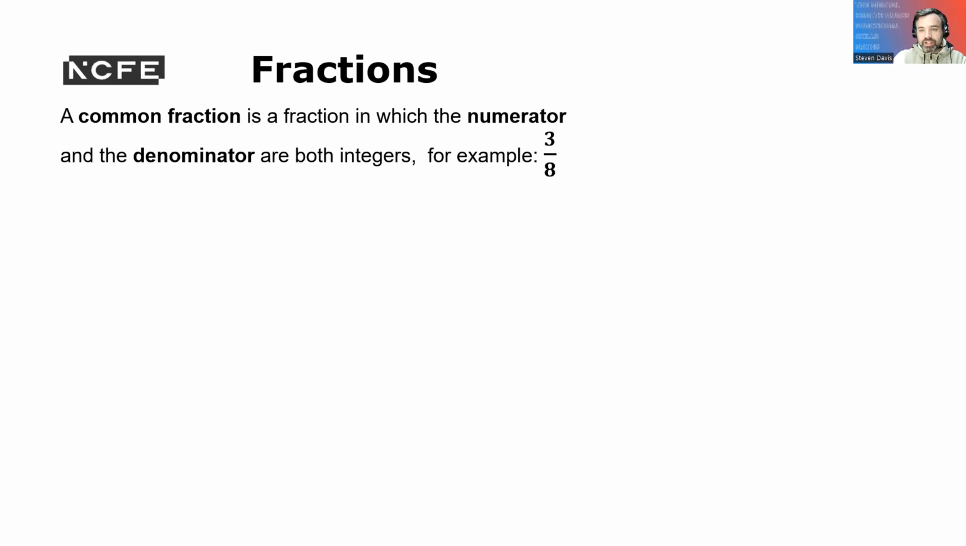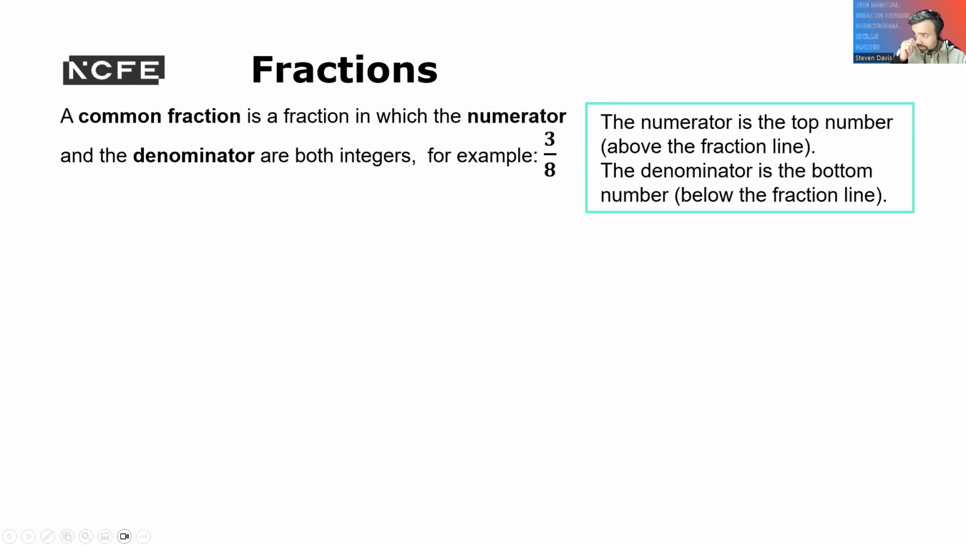So a common fraction is a fraction in which the numerator and the denominator are both integers. For example, 3/8. The numerator is the top number above the fraction line. The denominator is the bottom number below the line.